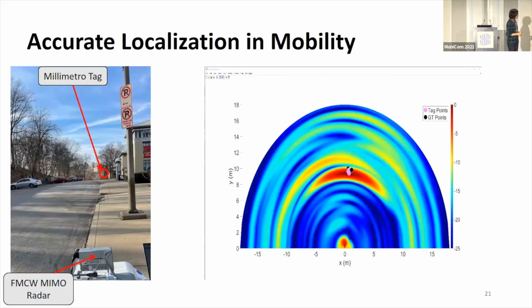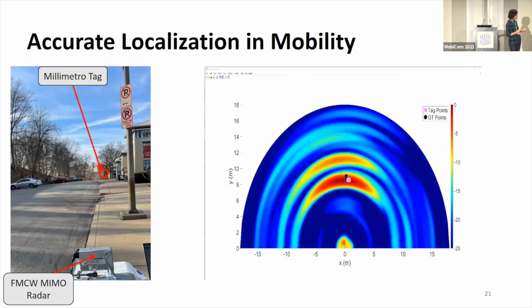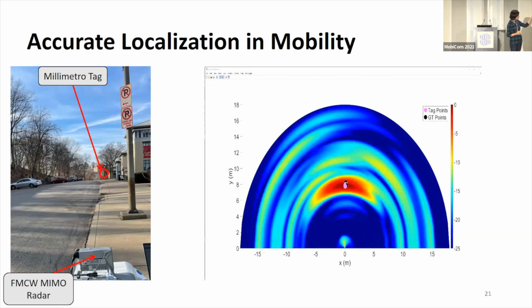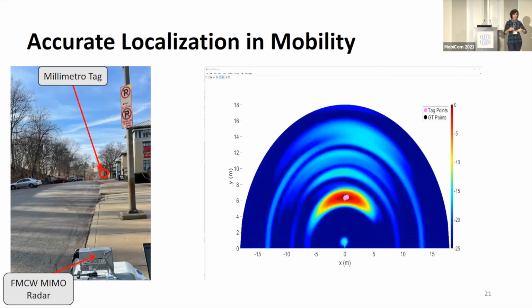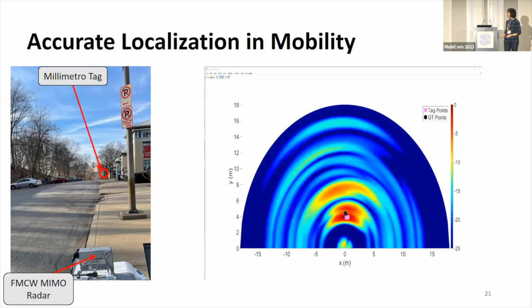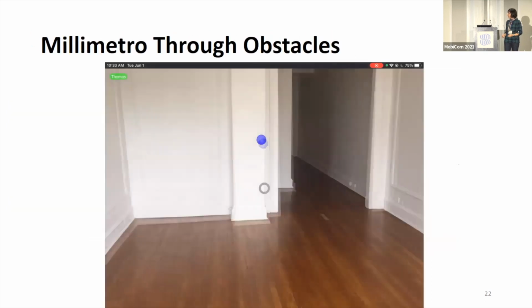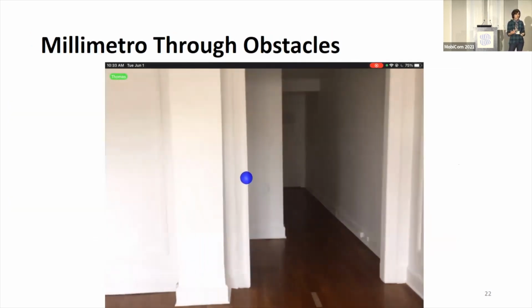So here are a few demos showing how the system works in some of the experiments. The pink dots are the estimated location, the black ones are the ground truth, and you see as we're approaching the tag, we can keep following where the tag is. In this case, the tag is actually inside the closet in a non-line-of-sight situation.